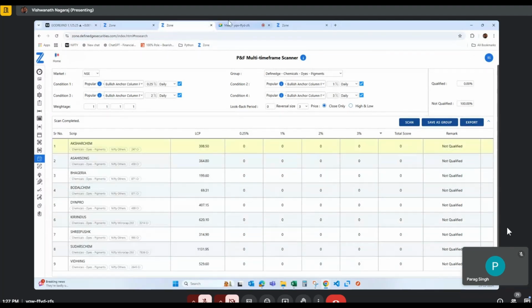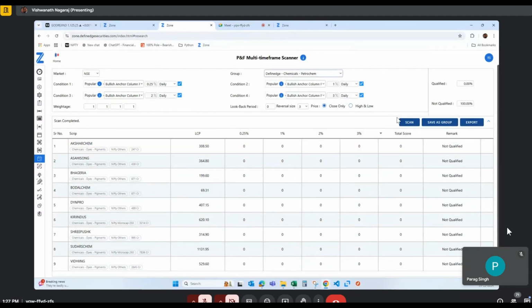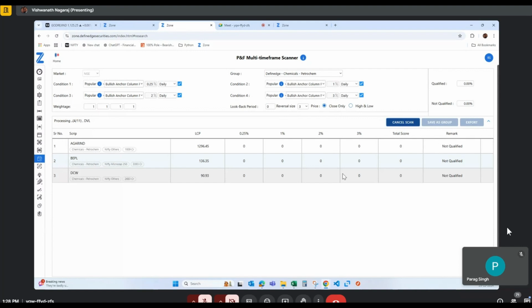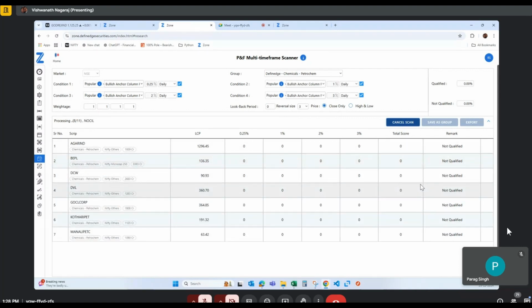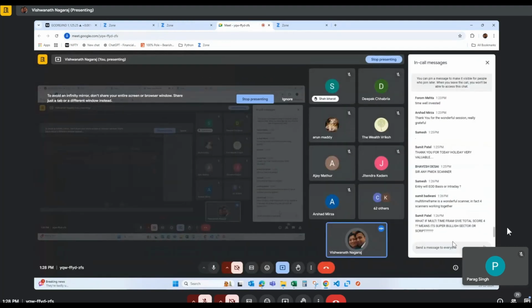Chemicals, petrochemicals. Or you can include DMAP as well. So this is another experiment that I'm doing for now.